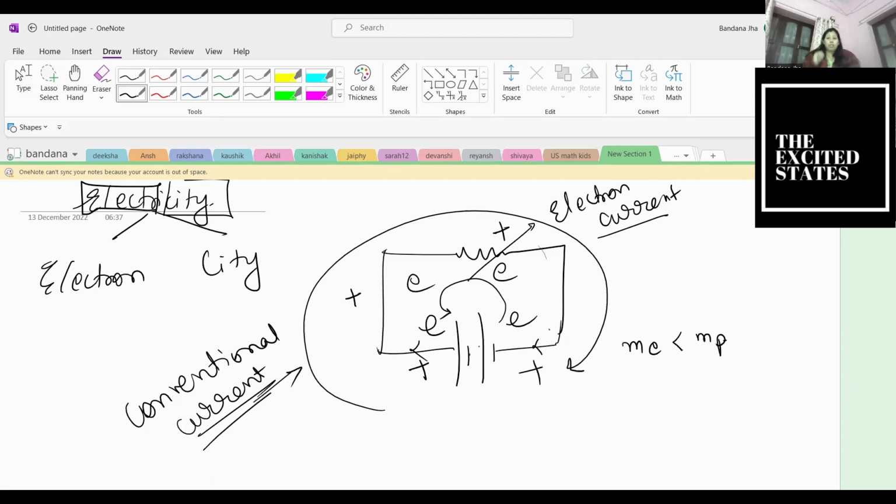Now, my third question. Why is there always an equal number of electrons and protons flowing there? What will happen if the number of electrons is more than the number of protons in the circuit flow? Tell me the answer. No idea. Acha.